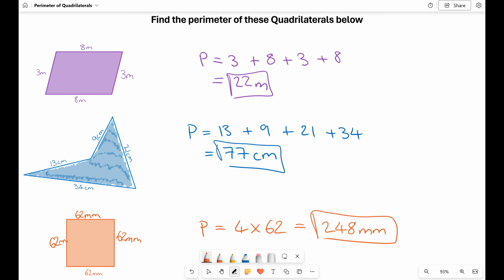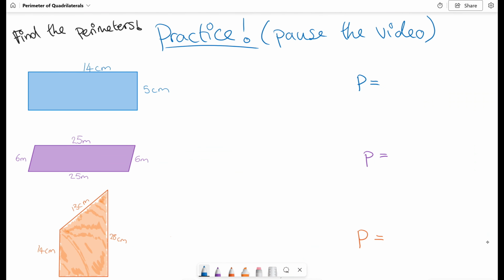Now you're probably thinking, we times 4 and 62 together. Why isn't it millimeters squared? But we didn't times 2 lengths together. We just grouped our numbers. This is why it's not millimeters squared. It's just millimeters.